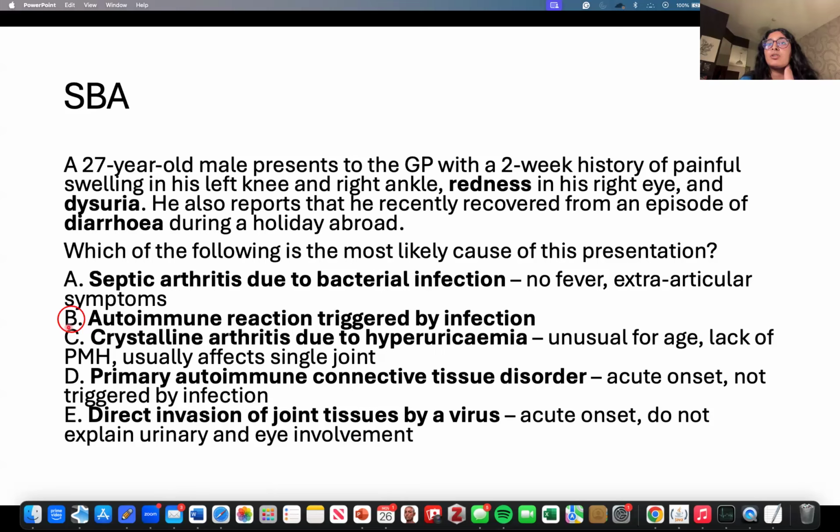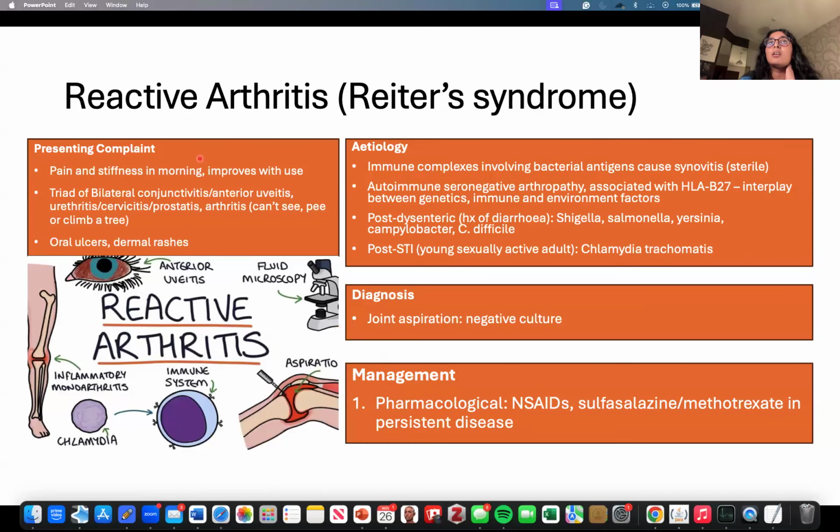So this is the pathophysiology for reactive arthritis. So same inflammatory cause, pain, stiffness, the triad that we talked about, as well as sometimes you can have oral ulcers or specific types of rashes. The etiology here, this is important, is it's actually completely sterile. It's the immune complexes of the antigens against the bacteria that are causing synovitis. It's not that the bacteria are depositing in the joints and causing a problem. It's not an infection. Autoimmune, again, HLA-B27.